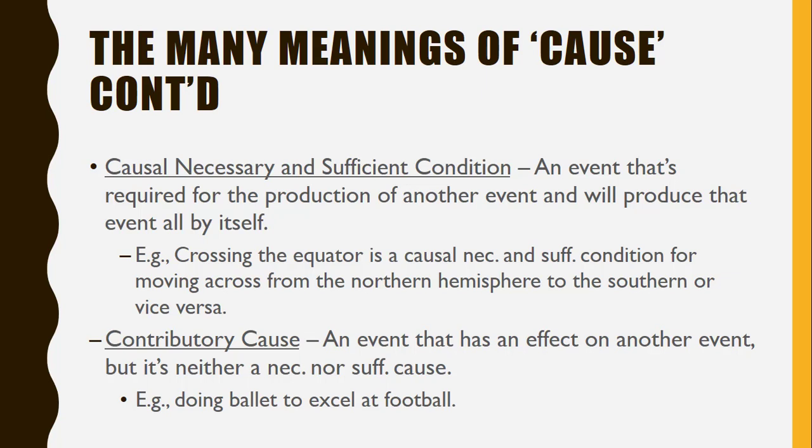Here's an example. Crossing the equator is a causal necessary and sufficient condition for moving across from the northern hemisphere to the southern hemisphere, and vice versa. Moving from the southern hemisphere to the northern hemisphere, it's necessary that you must cross the equator, and it's sufficient. Once you do it, that itself is sufficient to move from either the northern hemisphere or southern hemisphere to its opposite.